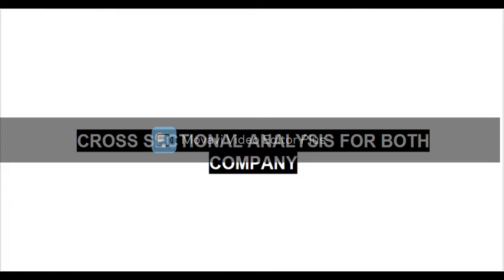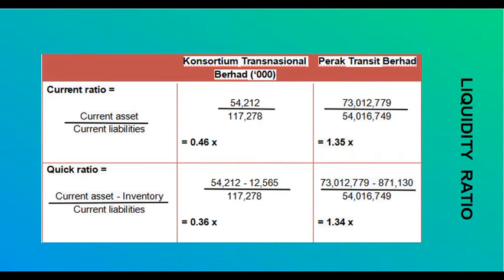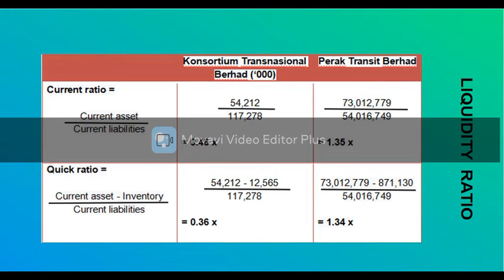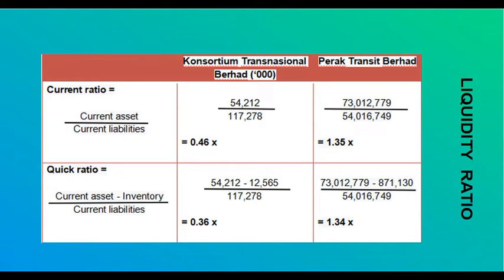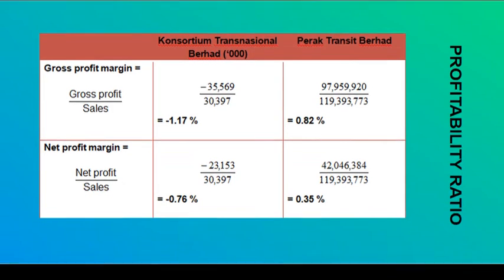Next, we will see the comparative study, or cross-sectional analysis, of both companies. I took the latest year, which is 2020, for us to compare. Here, as we can see from the table, I put it side by side for us to compare the two companies in the same year. This is as usual for all 4 analyses, which are liquidity ratio, activity ratio, debt ratio, and profitability ratio.